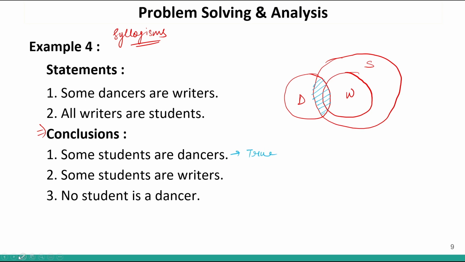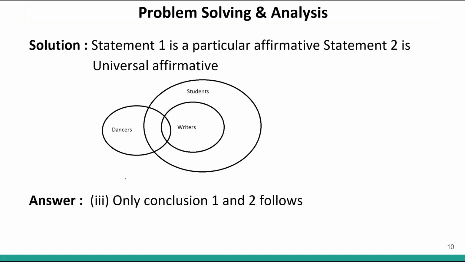Now, some students are writers. Yes, because if you look over here, this area, some students definitely have writers. They are overlapping, so this is also true. Now, no student is a dancer. No student is a dancer is a false statement, because over here we can clearly see that dancers and students are overlapping. So our correct answer will be option number 1 and option number 2. That is conclusion number 1 and conclusion number 2. So conclusion 1 and 2 will follow.